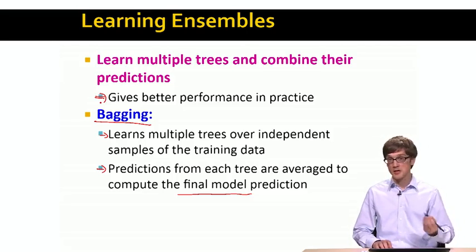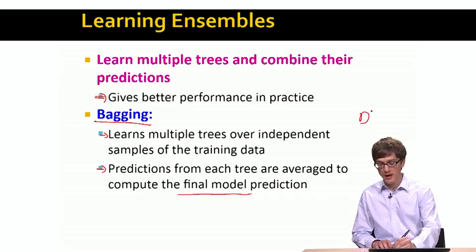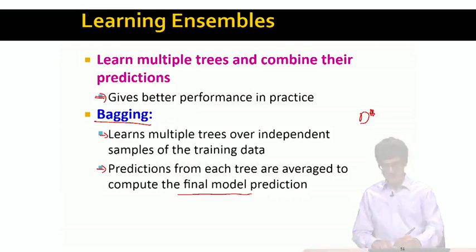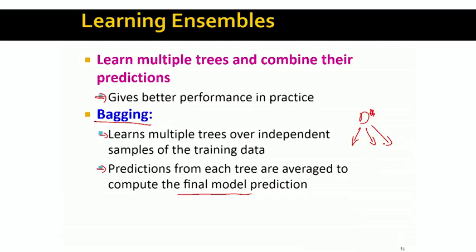So the idea is very simple. We will have our initial data set. We will create many random samples out of it. Let's call them D star 1, D star 2. This can simply be done by sampling from D with replacement.